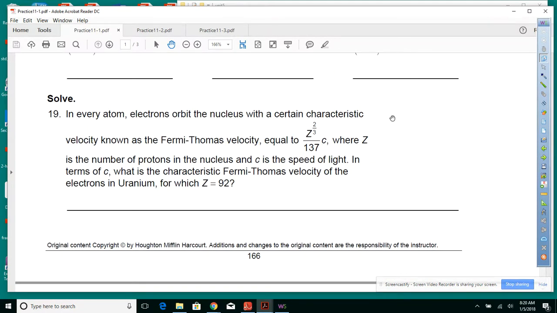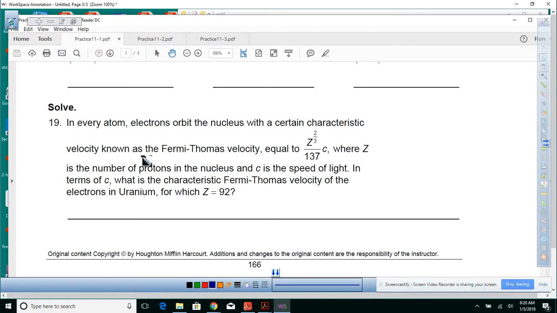In every atom, electrons orbit the nucleus with a certain characteristic velocity known as the Fermi-Thomas velocity. And it's equal to z to the 2/3 over 137 times c, where z is the number of protons in the nucleus and c is the speed of light. In terms of c, what is the characteristic Fermi-Thomas velocity of the electrons in uranium, for which z equals 92? So we'll just rewrite it as 92 to the 2/3 over 137 times c.